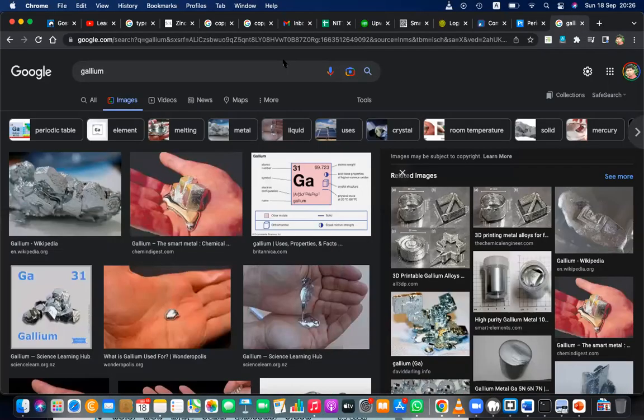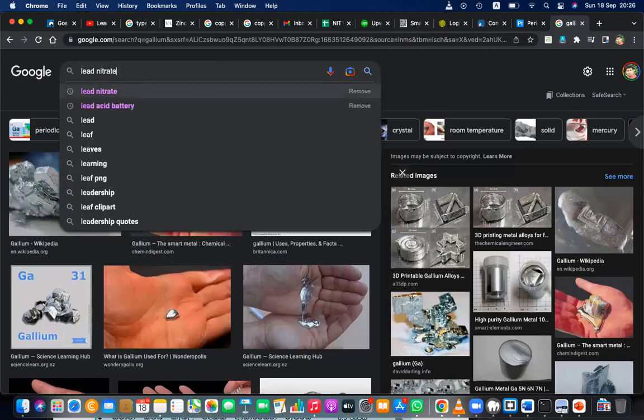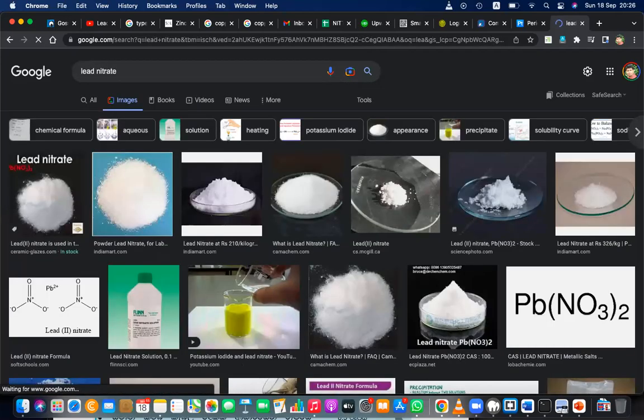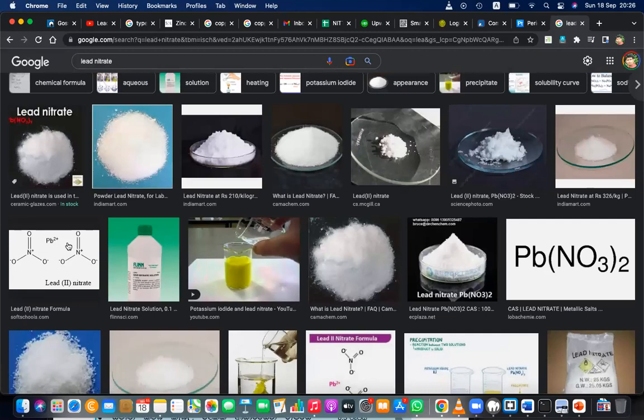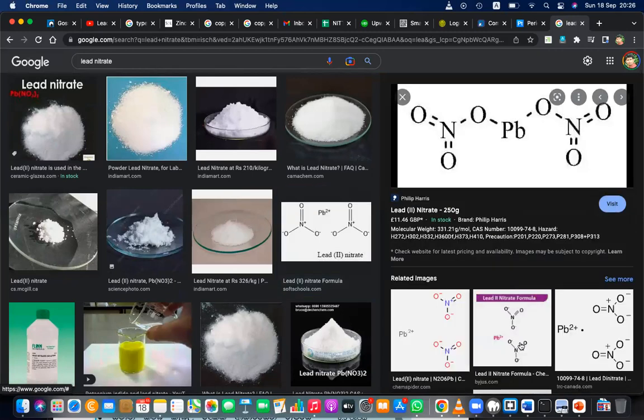Okay, let me show that in a picture. Lead nitrate. Here, this is what the lead nitrate is. 1 lead, right? So this is a nitrate component. 1 lead component, and this is a nitrate component, and this is another nitrate component.